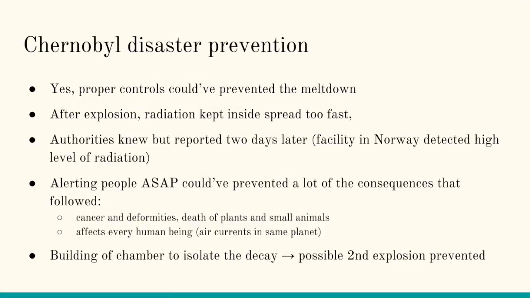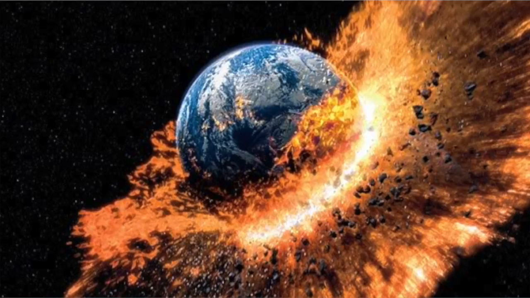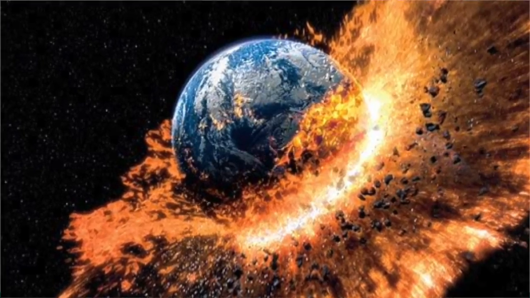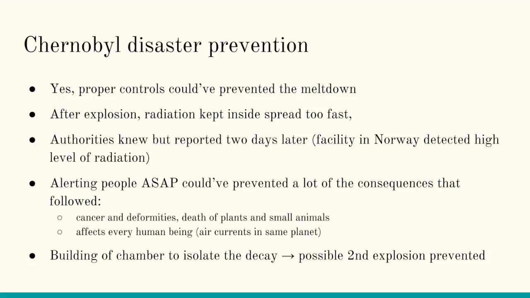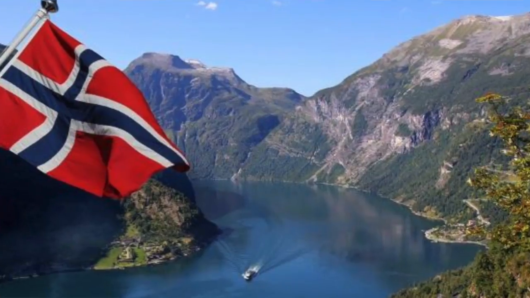Yes, according to some sources, proper controls could have prevented the meltdown in Chernobyl. Once the explosion had happened, the radiation that had been kept inside had spread too fast. Besides, at the time, the authorities knew what had happened, yet they didn't report it until 2 days later, when a nuclear facility in Norway detected a very high level of radiation surrounding them.